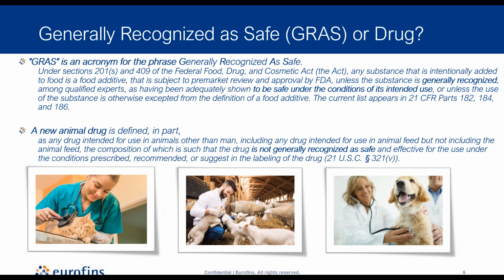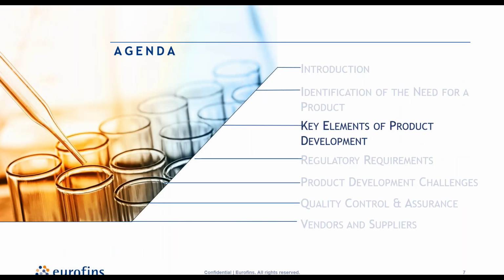So the FDA defines a new animal drug as any drug intended for use in animals other than man, including drugs intended for use in animal feed, but not including the animal feed itself, the composition of which is such that the drug is not generally recognized as safe, so GRAS, and effective for use under the conditions prescribed, recommended, or suggested in the labeling of the drug. Products not classified as drugs are generally recognized as safe, or GRAS.